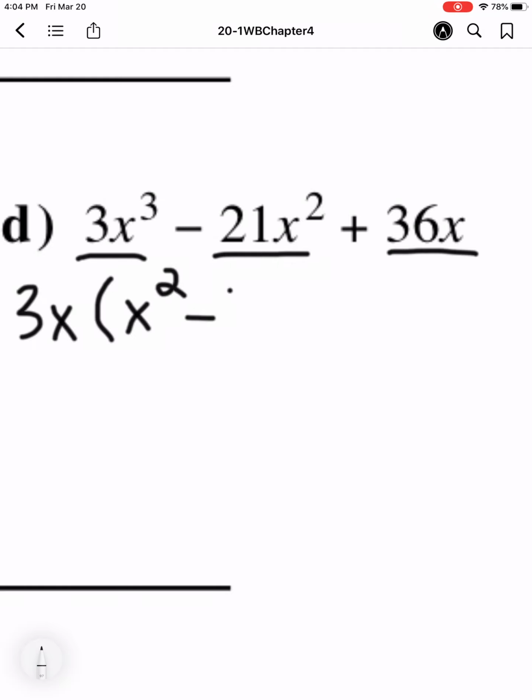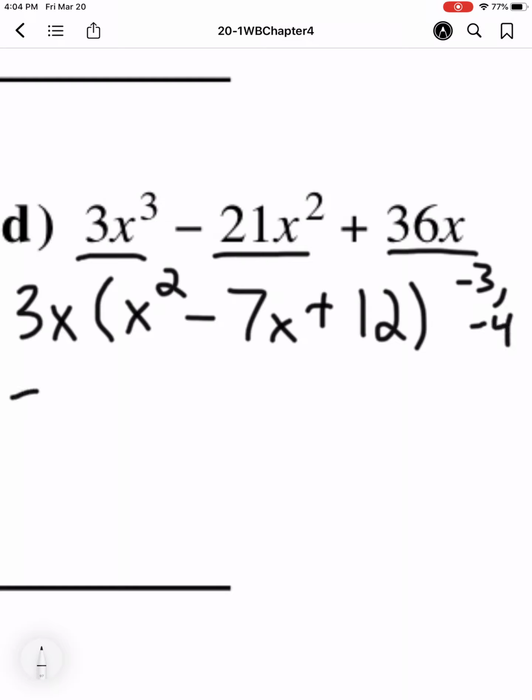The x squared minus 7x plus 12. Sorry, my brain just stopped there for a second. So I'm going to get x squared minus 7x plus 12. I need to go positive 12 and negative 7. So positive 12 and negative 7 is going to be negative 3 and negative 4, right? Those numbers are negative 3 and negative 4.